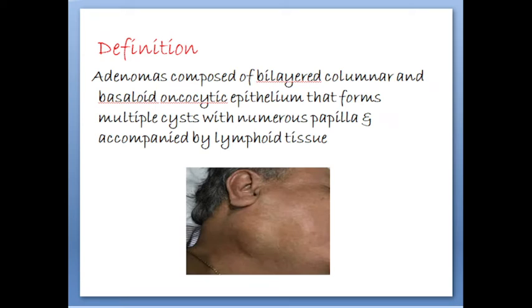The definition is that these are adenomas composed of bilayered columnar and basaloid oncocytic epithelium that form multiple cysts, numerous papillae, and are accompanied by lymphoid tissue. In this definition, three important unique components are seen.